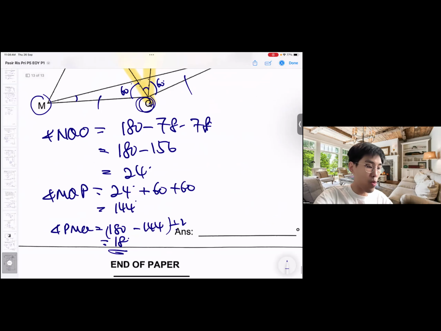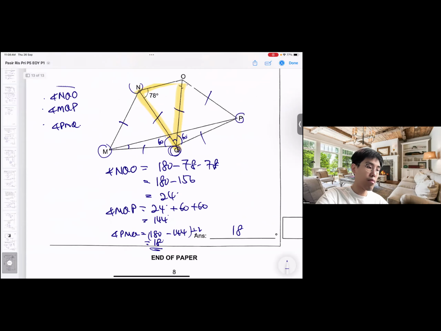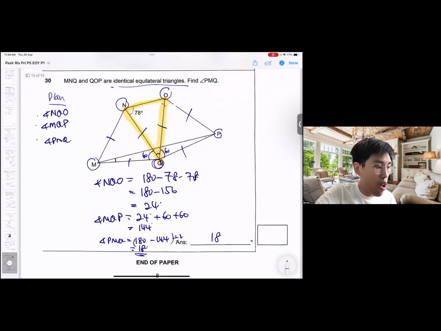36 divided by 2, 18. So this is how you solve for question 30. Okay, come up with a plan. Angle questions are the best questions for you to train how to plan.